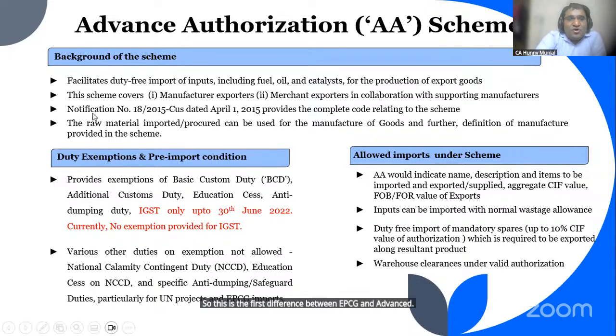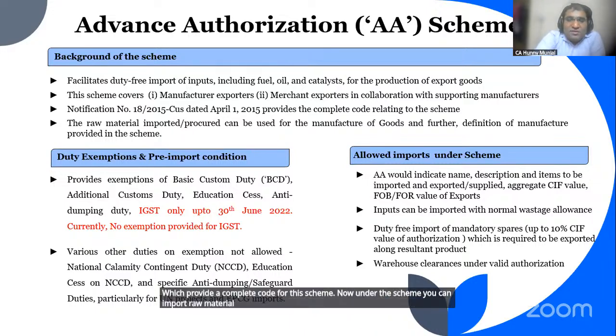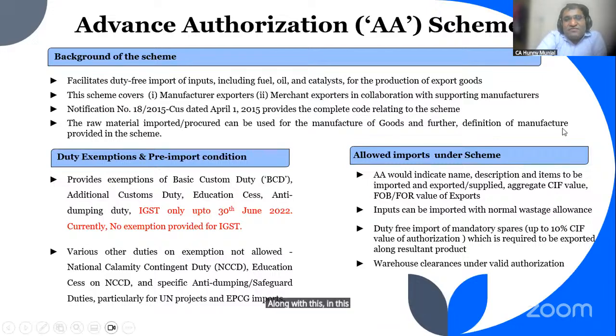This scheme was notified by Customs Notification number 18 of 2025, dated April 1st, 2000, which provides a complete code for this scheme. Under the scheme, you can import raw material for the manufacture of goods. Along with this, the scheme also provides a definition of manufacture, that is, what is meant by manufacture of the goods.